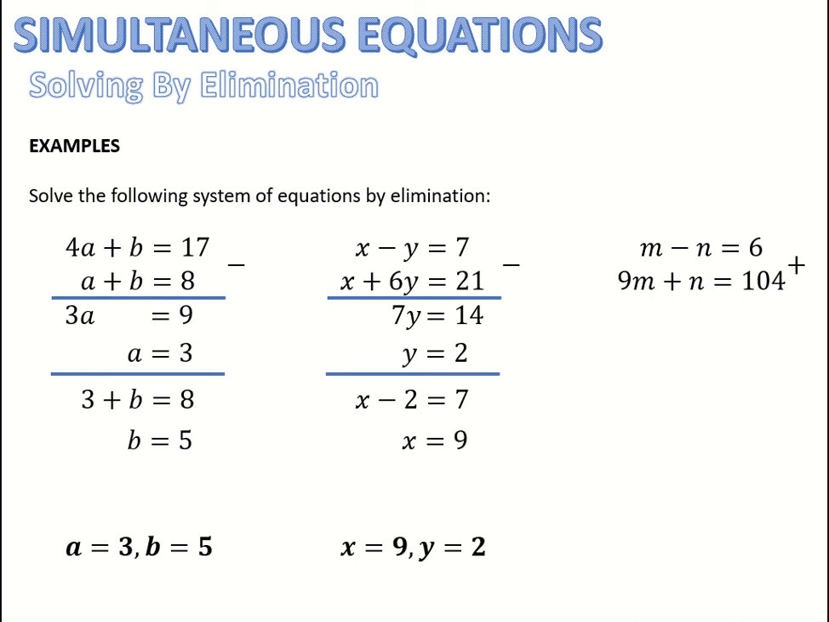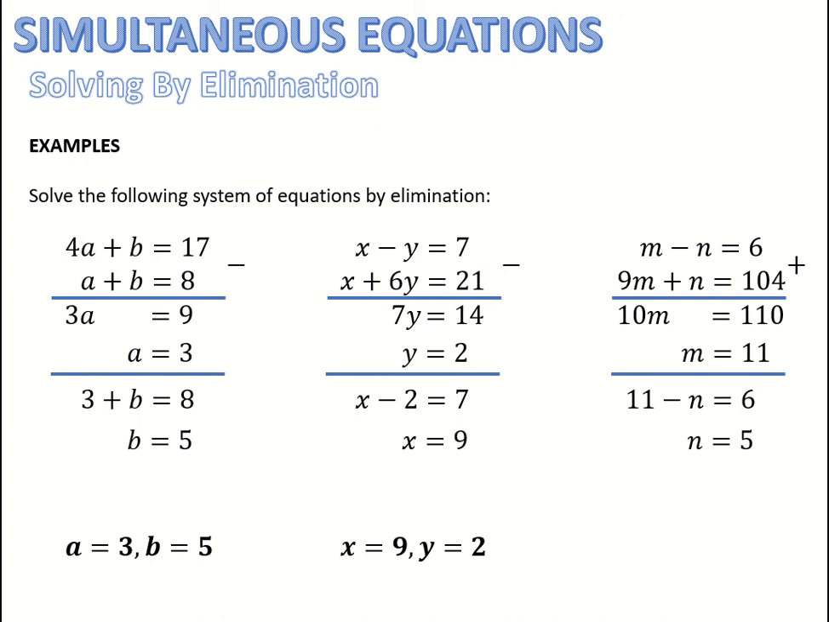But just think about what's actually going to happen when you do subtract or add. Bottom line is here we have to add everything else. 9m add m is 10m's. n plus minus n is 0 n's. Just double check it, that's what we want. And then 104 plus 6 is 110. If 10m's equals 110, divide both sides by 10, and we get m equal to 11. We can substitute it back into the start, and we get 11 minus n equals 6, in which case n must equal 5.